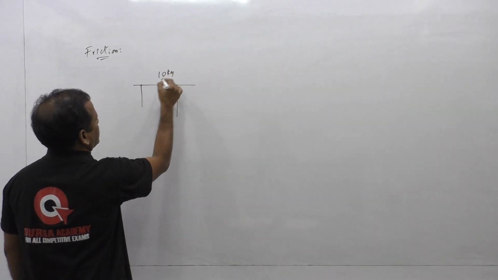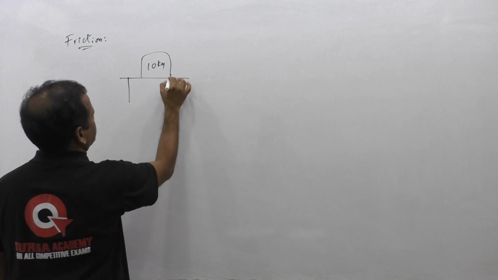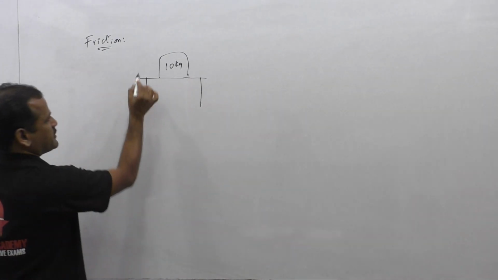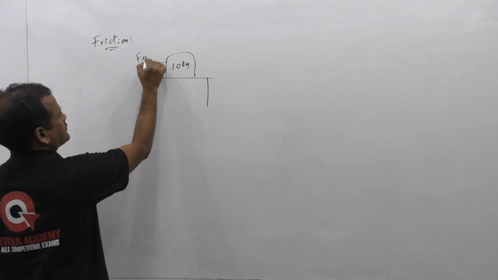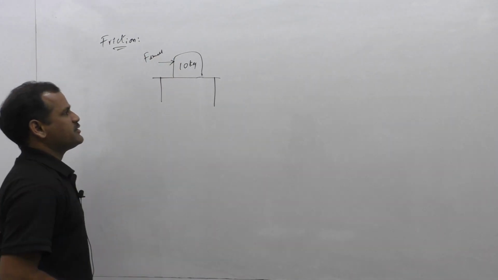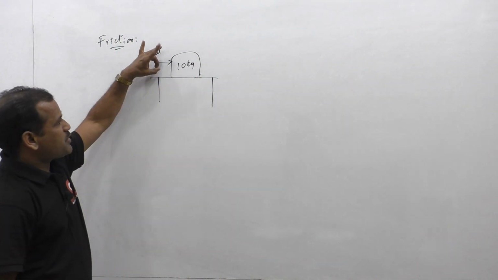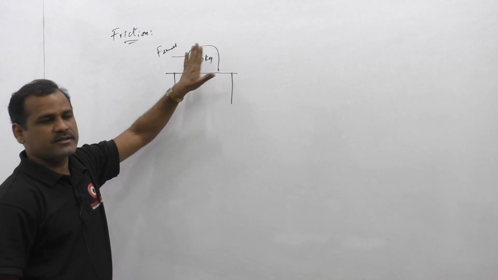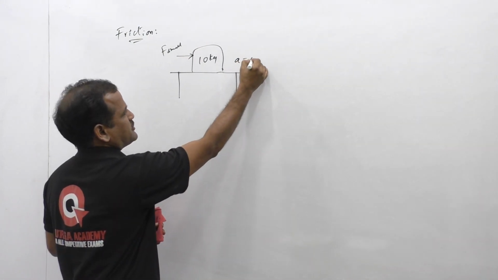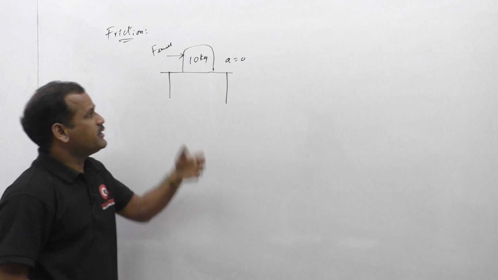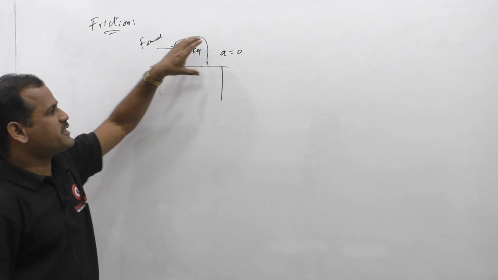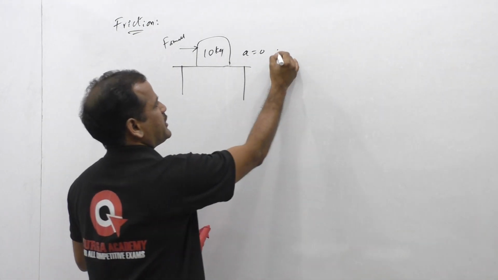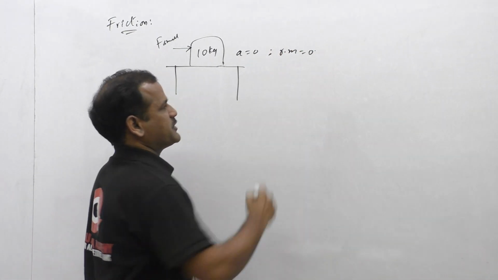Assume that an object is there on the table like this, and I am applying a small force like this. A small force is applied on this object. There is no movement of this object, so the acceleration is 0. Even if I apply a small force here, this object is not coming into motion. Acceleration is 0. That means the relative motion is also 0 between these two objects.